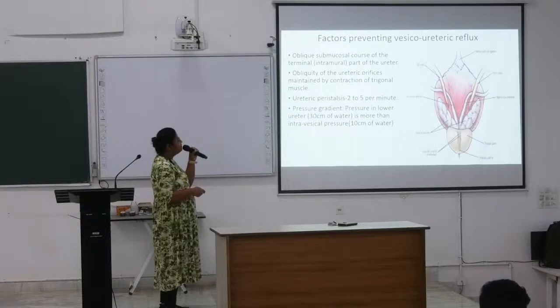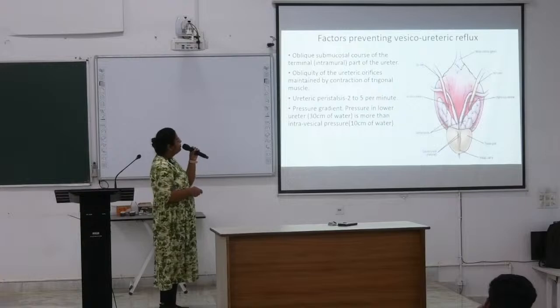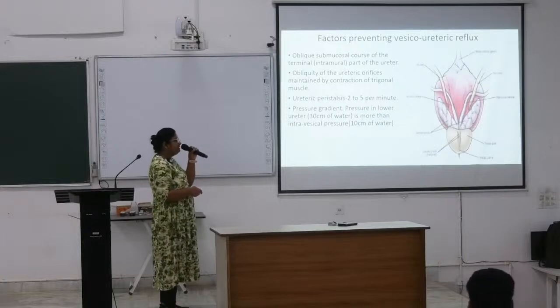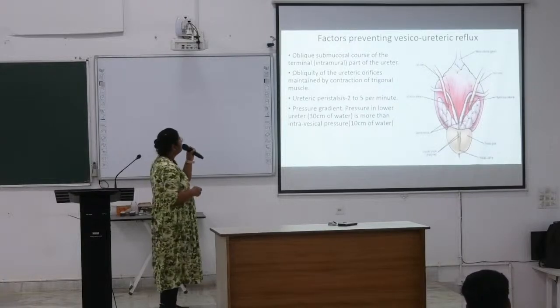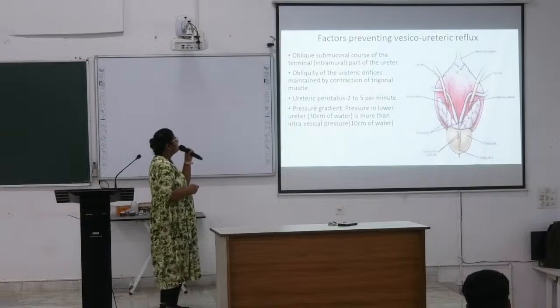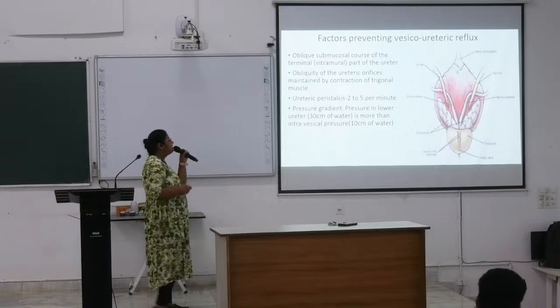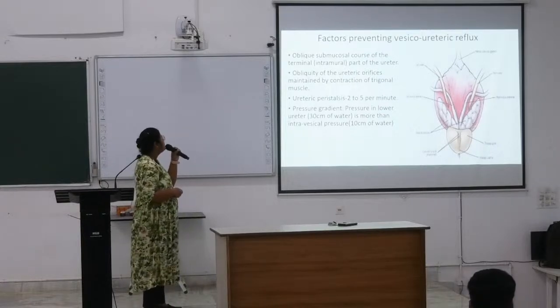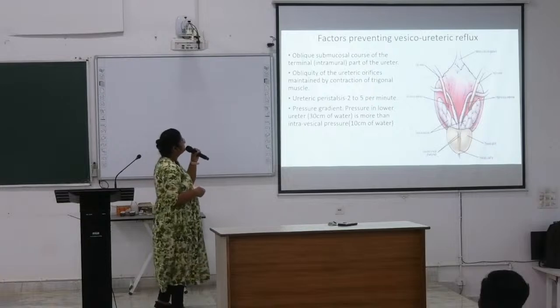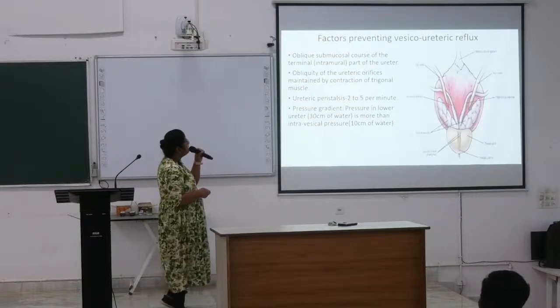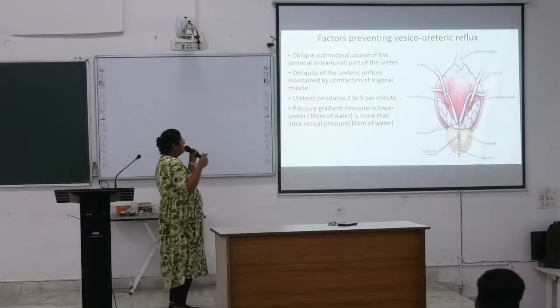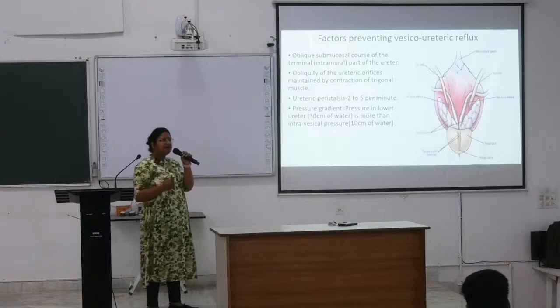This is the posterior view of the bladder. This part is known as the trigone of the bladder. Contraction of this muscle maintains the obliquity of the ureteric opening and also the obliquity of the submucosal course of the ureter. Ureteric peristalsis is present, 2 to 5 per minute. It helps in drainage of urine towards the bladder.